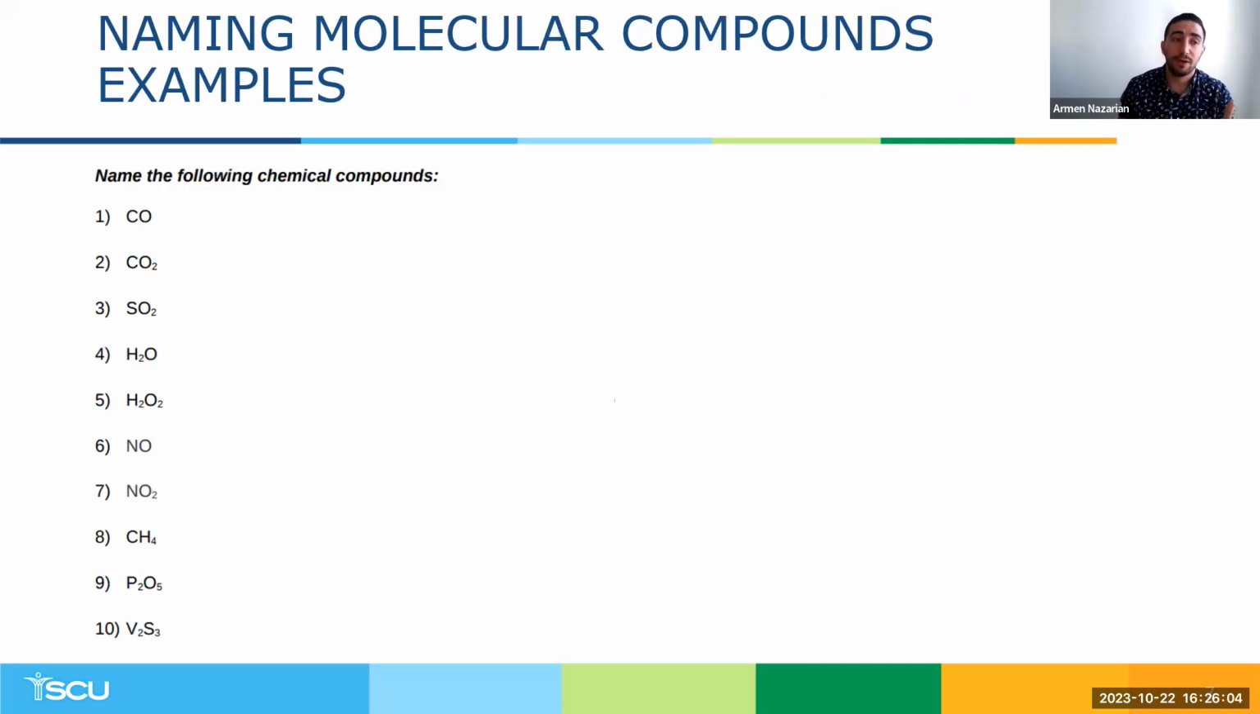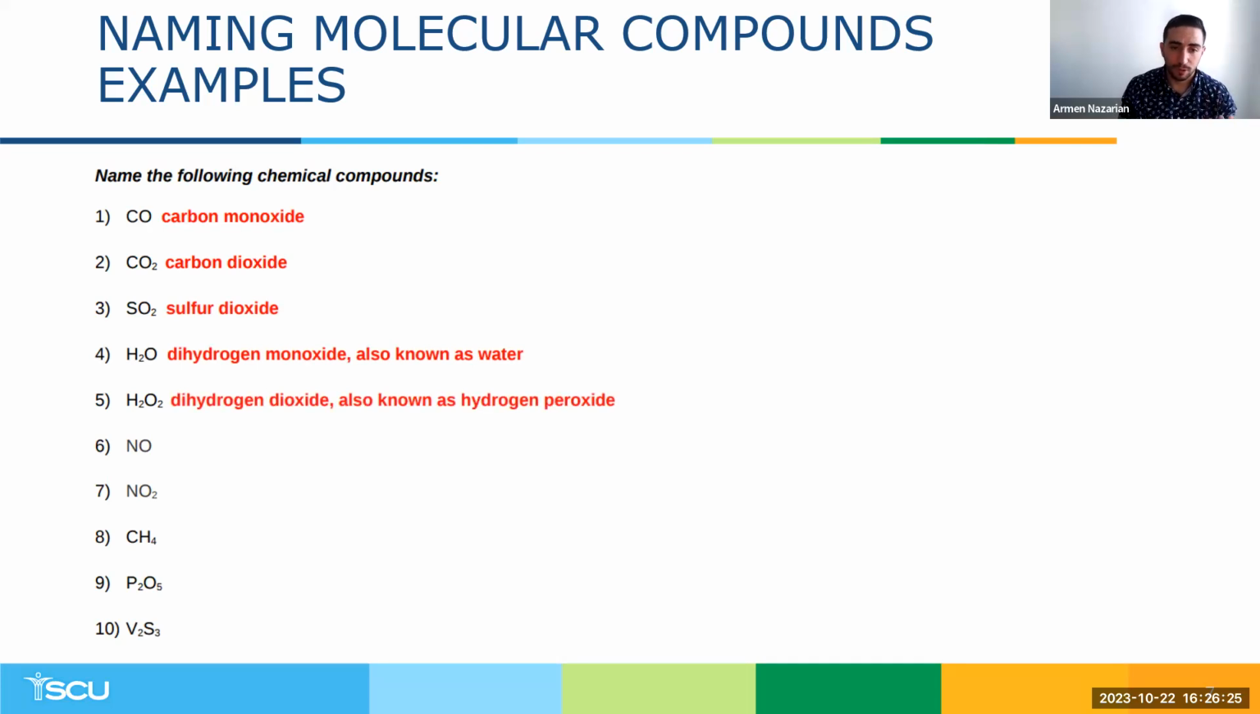Again, when you're naming a compound, you have to ask yourself, is this an ionic compound or a molecular compound? CO, two elements sharing electrons, molecular, carbon monoxide. Same thing, carbon dioxide. Same thing with sulfur dioxide. Same thing with dihydrogen oxide, or simply water. Dihydrogen dioxide, or hydrogen peroxide is its common name. Nitrogen monoxide, nitrogen dioxide, carbon tetrahydride, but nobody says that, everybody says methane. Diphosphorus pentaoxide. Right now we have two phosphorus, so diphosphorus pentaoxide, and then vanadium and sulfide.